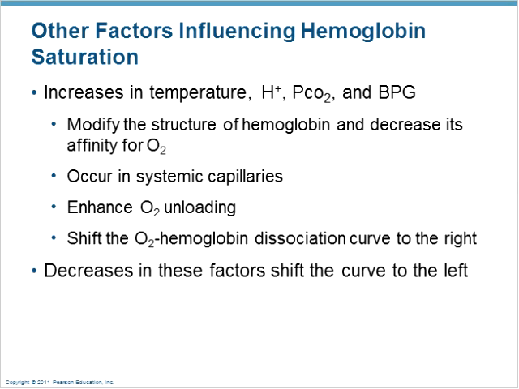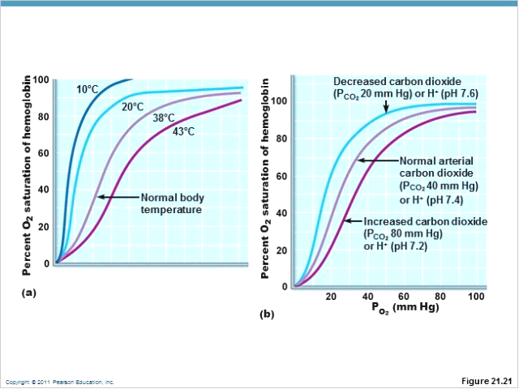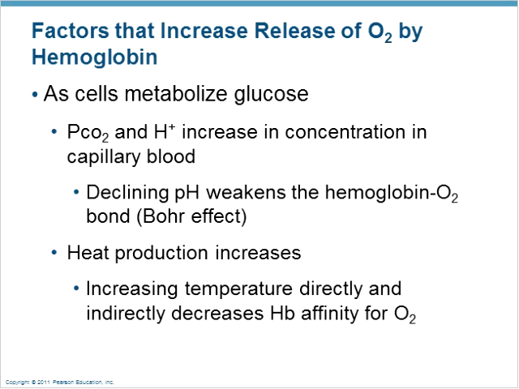Other factors influencing hemoglobin saturation: increases in temperature, hydrogen, PCO2, and BPG modify the structure of hemoglobin and decrease its affinity for O2. This occurs in systemic capillaries. It enhances O2 unloading, and it shifts the oxyhemoglobin dissociation curve to the right. Any decrease in these factors shifts the curve to the left. So normal temperature, a higher temperature moves it to the right, and a lower temperature moves it to the left. So you get a feel for how that works.